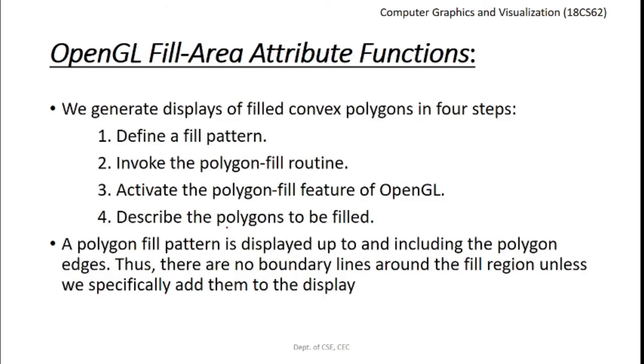Let us proceed further to understand something called OpenGL fill area attribute functions. In the beginning of this session, we had seen what we mean by fill area attributes, right? Suppose we want to specify the fill area attributes. We have a bunch of functions in OpenGL called OpenGL fill area attribute functions. Now we generate displays of filled convex polygons in 4 steps. So we need to first define the fill pattern. Okay, then we need to invoke the polygon fill routine. Then we need to activate the polygon fill feature of OpenGL, and then we need to describe the polygons to be filled. These are the 4 steps we need to follow if we want to display filled convex polygons.